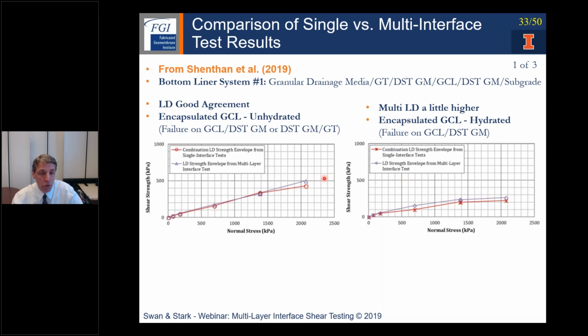Again, for these 2 comparisons here, the peak strength envelopes are in excellent agreement. The other thing to notice between these 2 plots is the left is unhydrated and the right is hydrated. So look how much flatter the hydrated envelopes are than the unhydrated, and that's the softening of the bentonite in the encapsulated GCL. Also, stress-dependent envelopes, certainly for the hydrated encapsulated GCL.